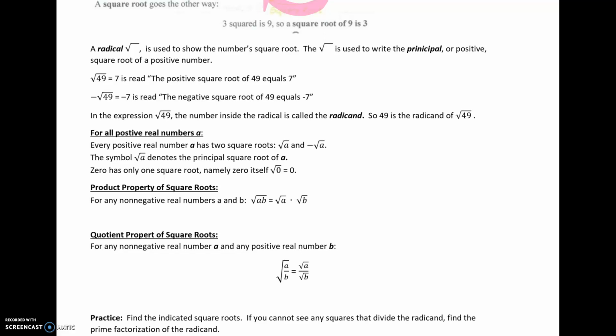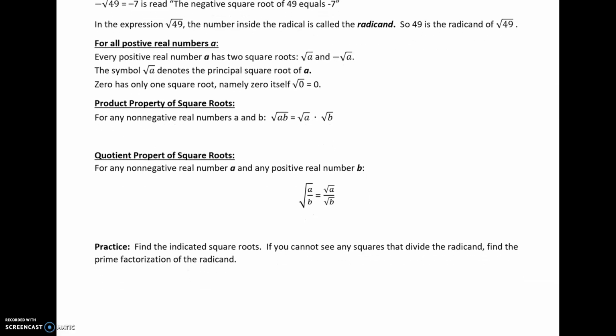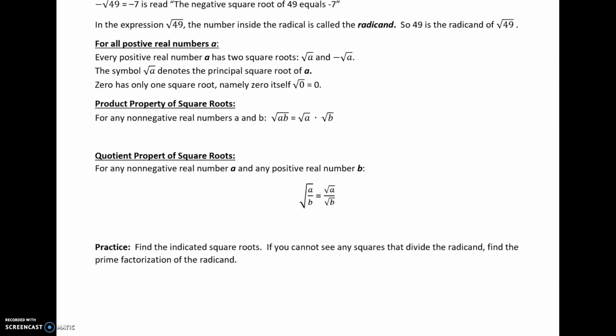The square root of 49 equals 7 is read the positive square root of 49 equals 7. The opposite or negative square root of 49 equals negative 7, and it's read the negative square root of 49 is negative 7. In the expression the square root of 49, the number inside of the radical is called the radicand, and I mentioned that on the first page. So the 49 is the radicand of the square root of 49.